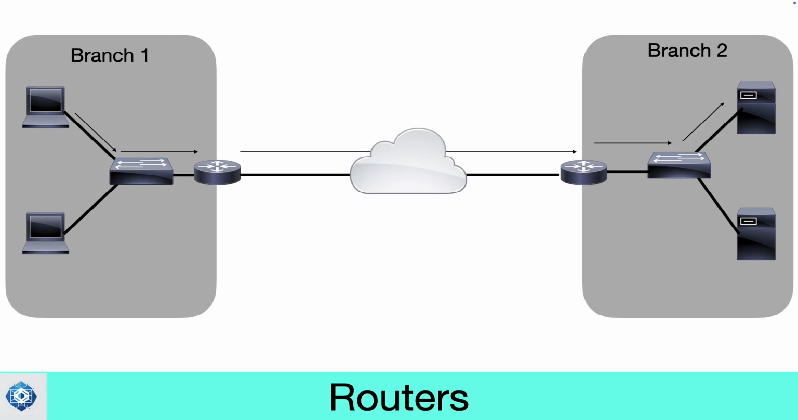The routers know who that request is going to, so if that top PC makes a request for the top server, it's going to route it through the internet, through branch 2's local area network to that server, and the server will respond the same way, just in reverse.